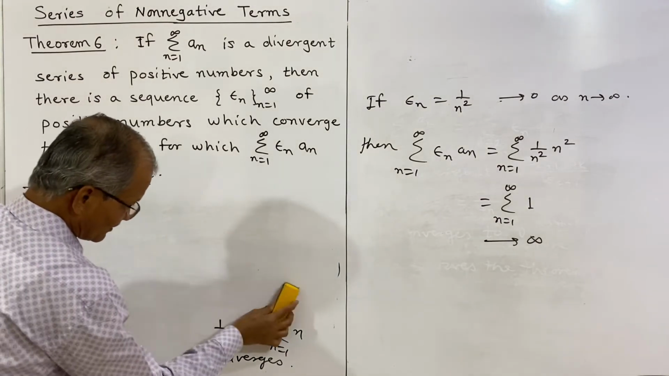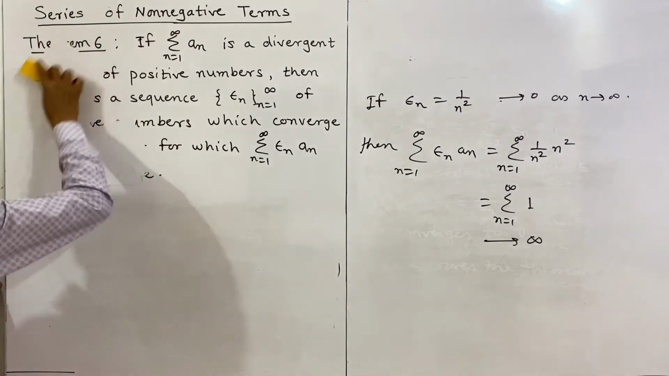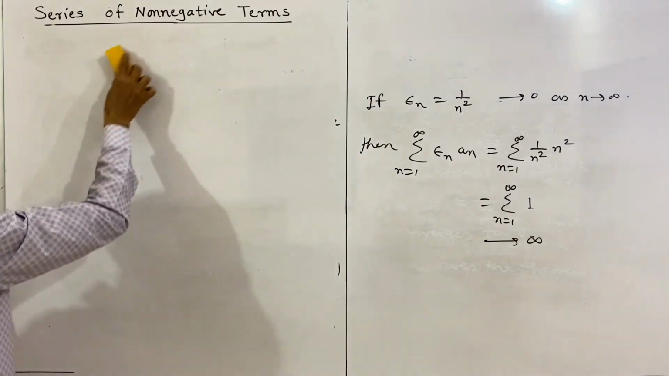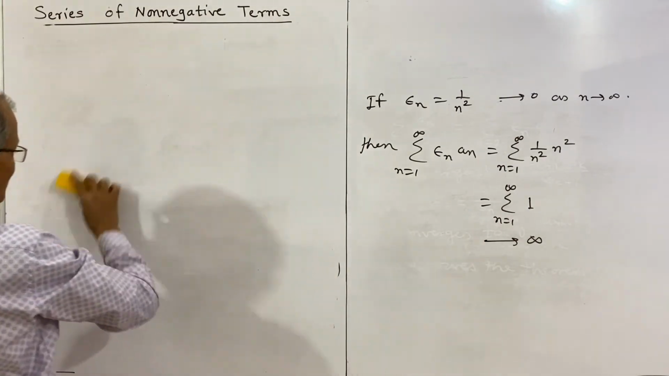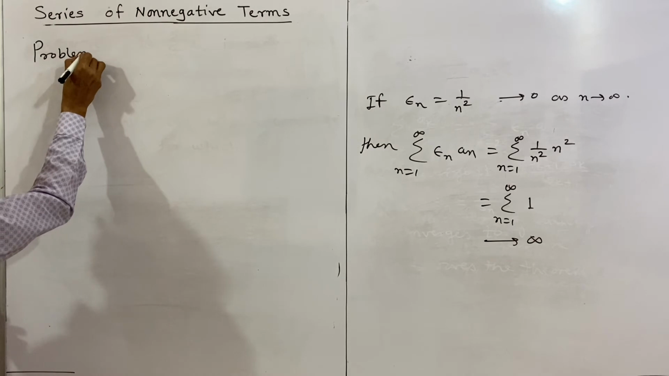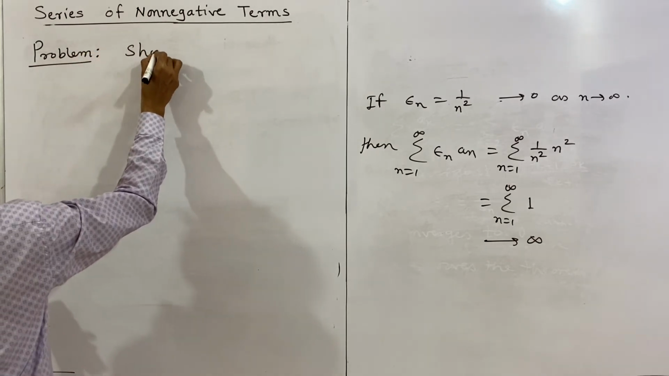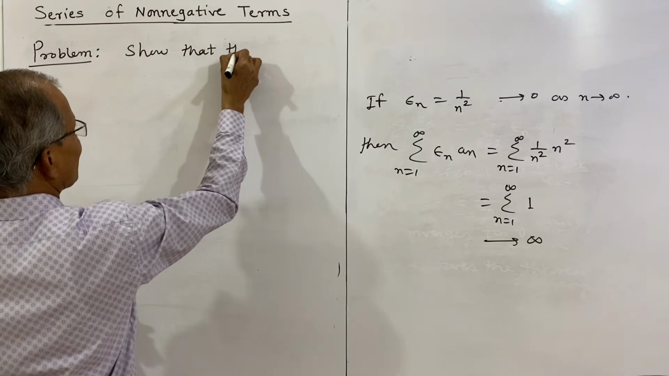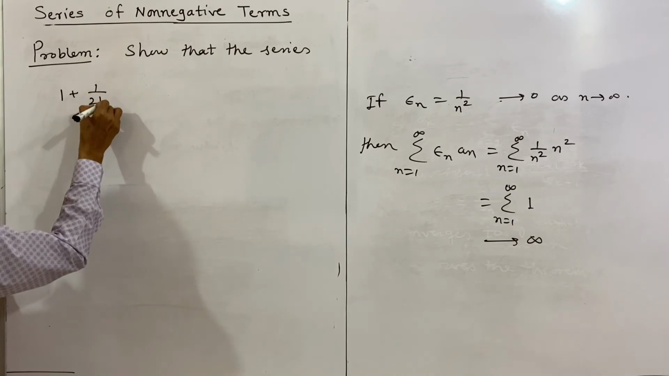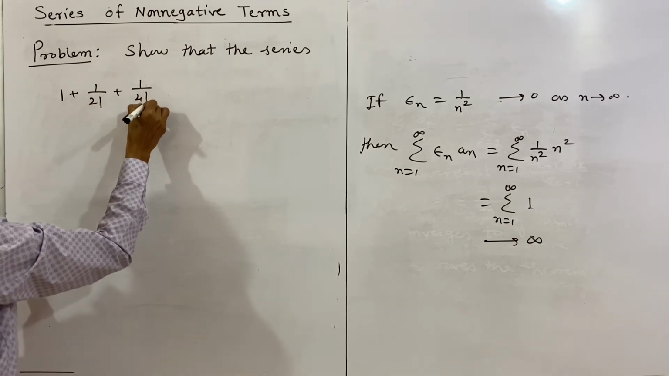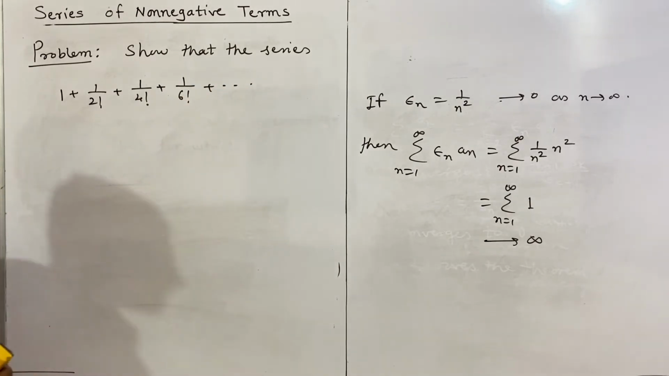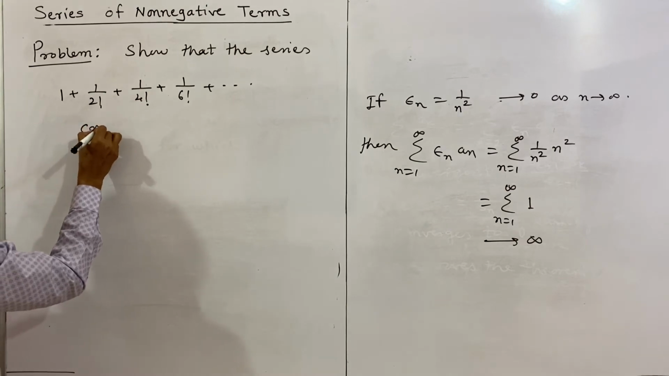Now we will solve a problem of the series 1 plus 1 over 2 factorial, etc. So this is a problem. Show that the series 1 plus 1 upon 2 factorial plus 1 upon 4 factorial plus 1 upon 6 factorial, etc., infinite, converges.